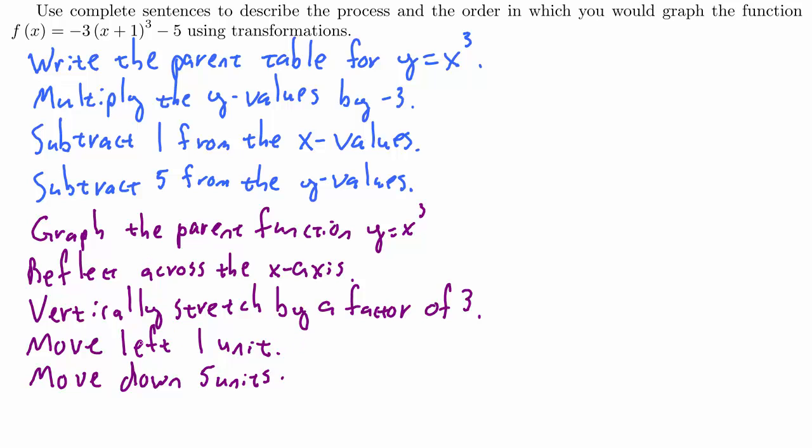Now, for the moving left and moving down, I could have said translate left and translate down. I should really have said that. My apologies. That's a translation. And that is also a translation. There we go. Alrighty. That's how you use sentences to describe what's happening.